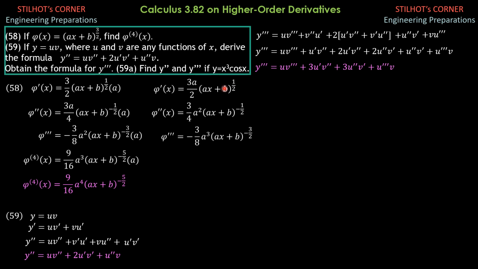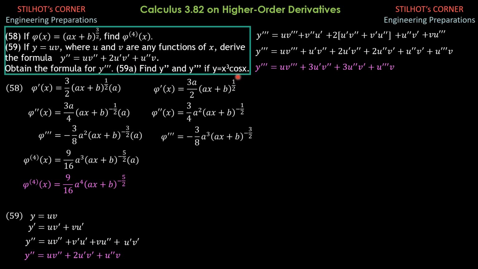Then we proceed to 59a. I'll derive y double prime by using this formula first. Then for the second solution, we will not use the formula. We simply derive y double prime and y triple prime respectively.